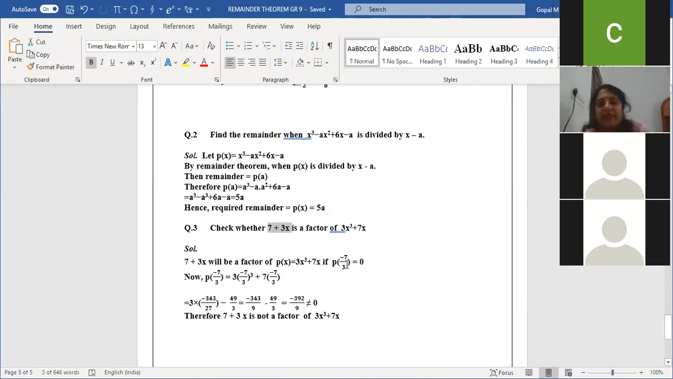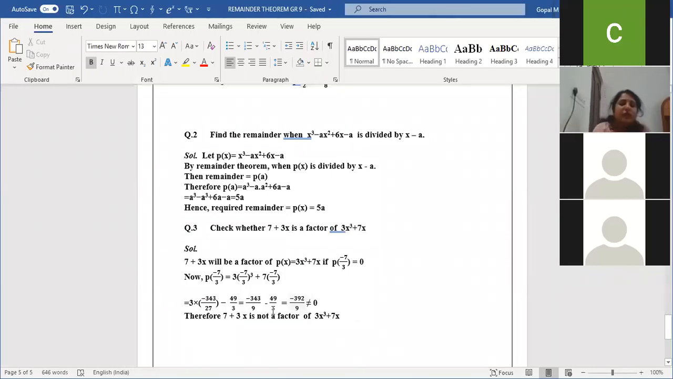That minus 7 by 3, if I apply in this polynomial 3x cube plus 7x, I have to get remainder 0. If we get remainder 0, it is a factor. Otherwise, it is not a factor. Am I clear? So we'll take the zero of 7 plus 3x as minus 7 by 3. I'll apply this in the polynomial 3x cube plus 7x. So 7 cube is 343. Am I clear, children? 343. 3 cube is 27. This is visible to everyone, no? Yes, ma'am.